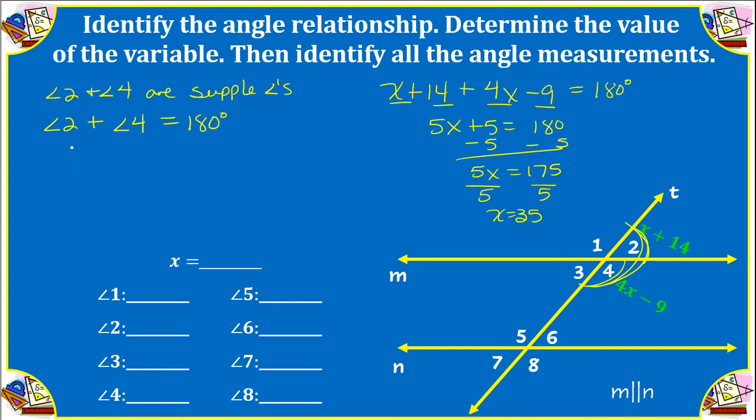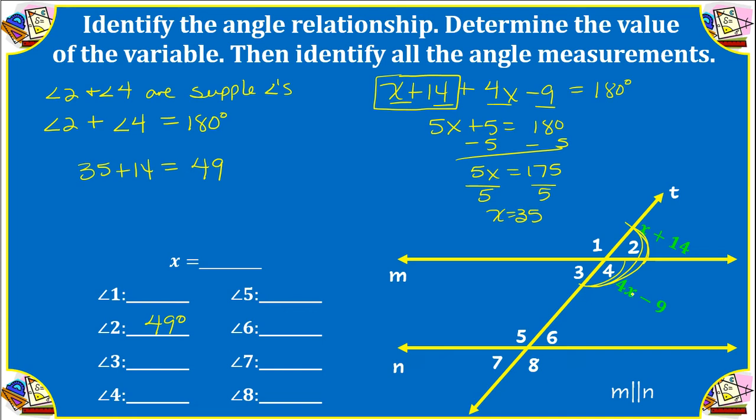Okay, so this time we're going to take this expression, which is angle 2, and so we're going to say 35 plus 14 equals what? So when we add that together, we get 49. So that was angle 2. So angle 2 is 49 degrees.